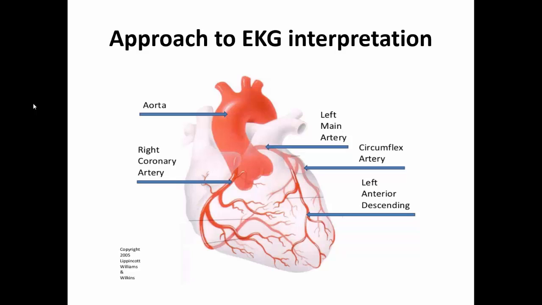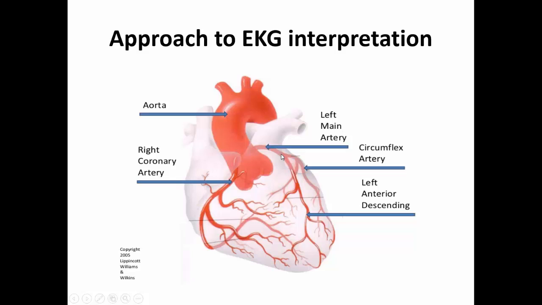Brief anatomy lecture here. You have blood coming out of your heart through your aorta. You have the right and left coronary arteries coming off of the aorta. The right coronary comes down and supplies the inferior part of the heart, and it supplies the right ventricle, and comes around and supplies the posterior part of the heart.